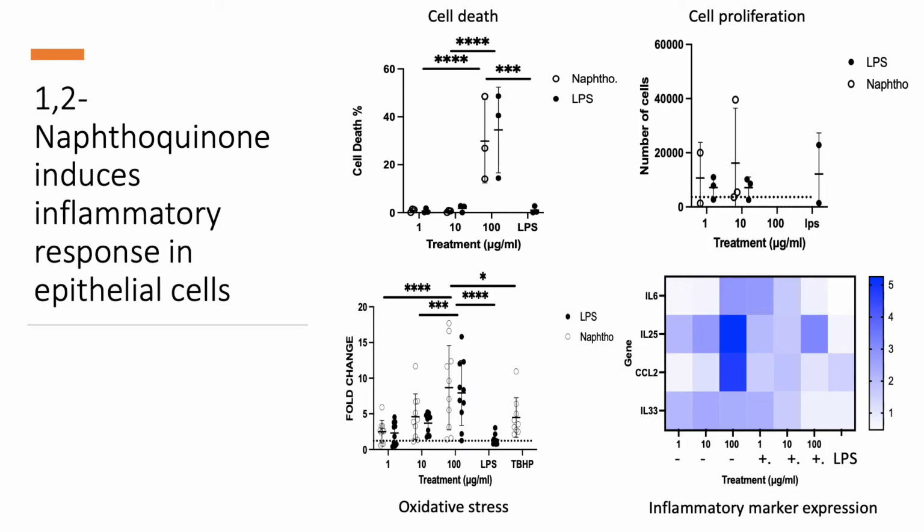Now, as we can see from the top two graphs, naphthoquinone induced cell death at high concentrations, but not cell proliferation, in a dose-dependent manner, with no effect from LPS. Whereas naphthoquinone induces release of reactive oxygen species and expression of several pro-inflammatory cytokines such as IL-6, IL-25, CCL2, and IL-33. But this response was reduced in the presence of LPS.